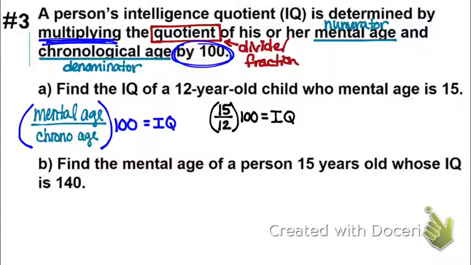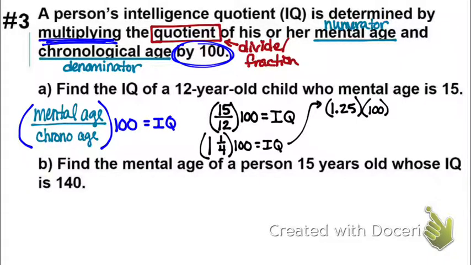15 divided by 12. Does that go in at least one whole time? So this would be 1 and what? 1 and 1/4 times 100. 1/4 is the same as what fraction? 0.25. So I have 1.25 times 100 is equal to the IQ of this child. And so their IQ is what?